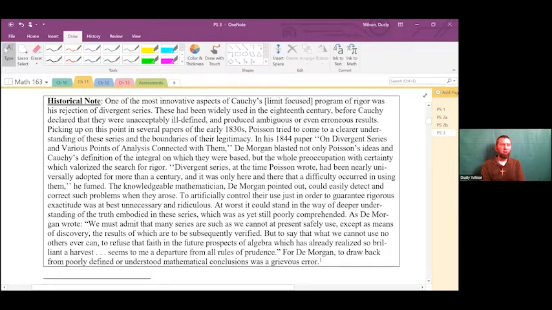But what this long excerpt from the article makes clear is that even in the 1830s, 40s time, you have De Morgan, a big mathematician in England, who still thinks that it's okay to use divergent series. So more than 150 years after calculus was invented or discovered, you still have mathematicians that are kind of being sloppy and using these divergent series willy-nilly.